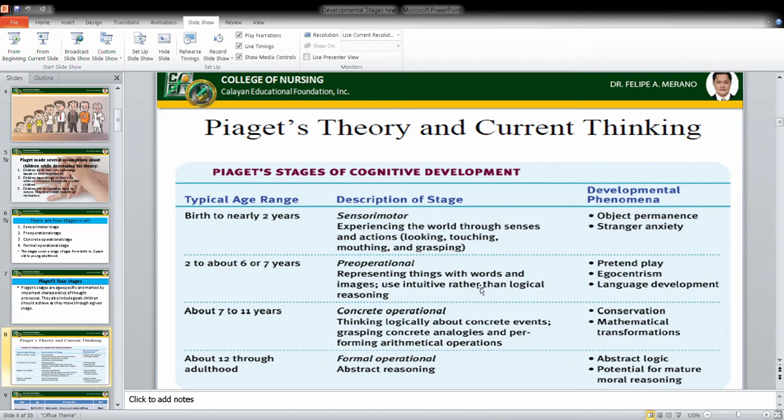Next is 2 to 6 or 7 years old. This is the pre-operational stage. So, representing things with words and images. Use intuitive rather than logical reasoning. Then, the developmental phenomena is pretend play, egocentrism, and language development.